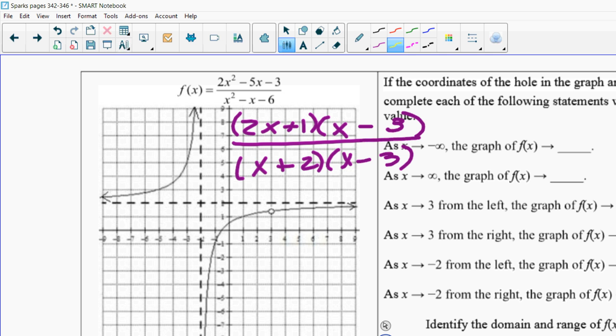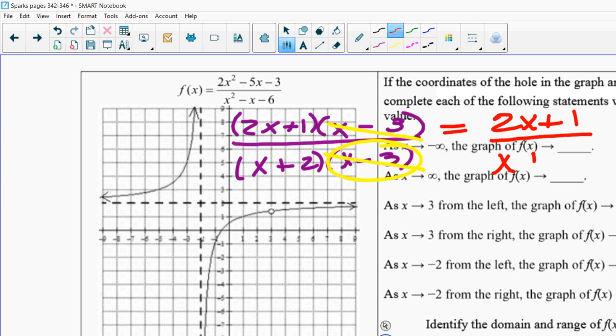What do you see here? When you factor out a common factor out of the top and bottom, what does that mean to you? It means there's a hole. And how do you know where the hole is? That's right. It's whatever makes that 0. What makes x minus 3 equal to 0? x equals 3. So that's why I've got a hole at x equals 3. Now, notice what I've got left. How do I find the y value of the hole?